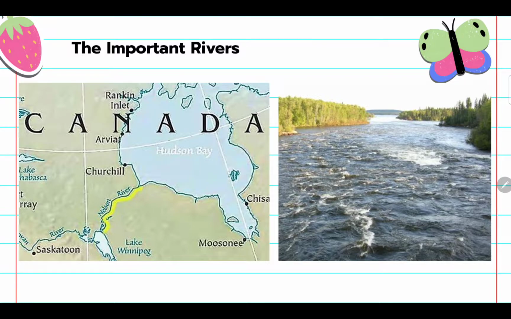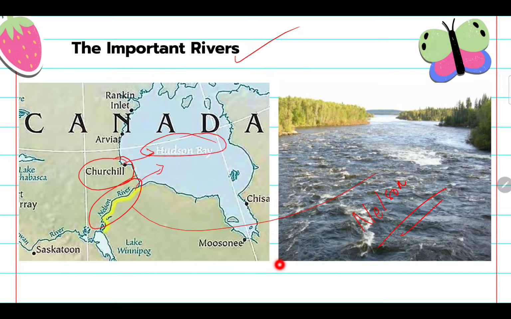Now let's talk about important rivers, Churchill and Nelson River. We have talked about Churchill and Nelson River, and this is Nelson River. Canada, it's out here, so it's very easy to make you understand, and it enters down to Hudson Bay. Hudson Bay is this one.